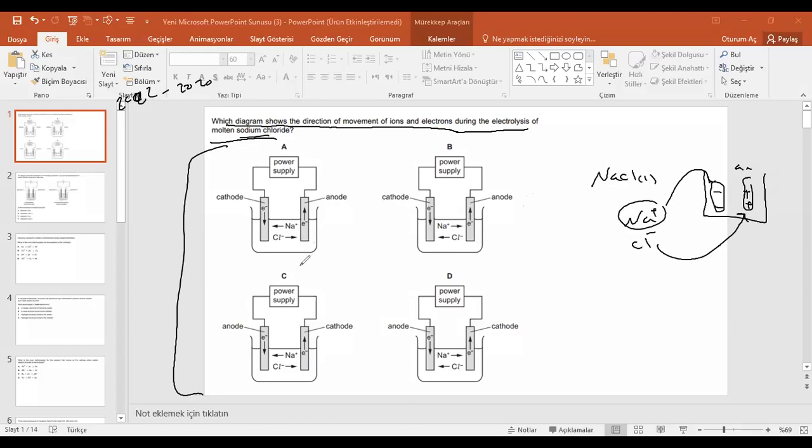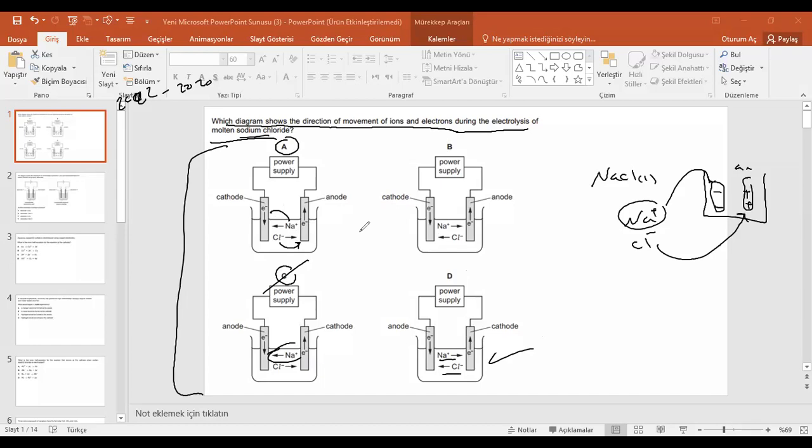C, for example, is totally wrong because Na is attracted to the anode. We see that D, the direction of Na and Cl are correct, and A is also correct because sodium is attracted to the cathode and Cl to the anode.